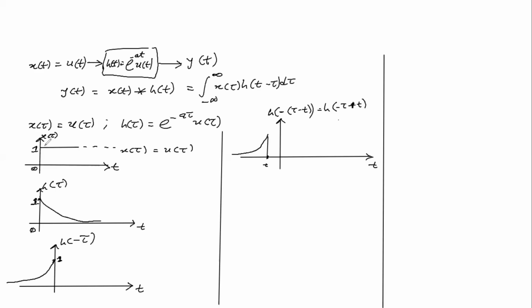Now that we have this, we can equally represent it. Let's change the color so that it doesn't look clumsy. This can also be written as the same as h of t minus tau, isn't it? Yes, sir. Okay.